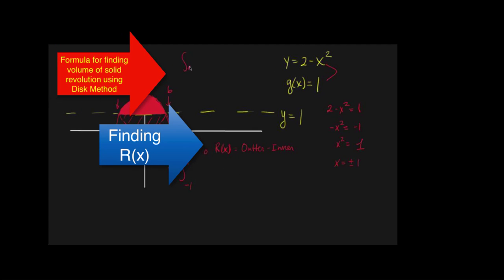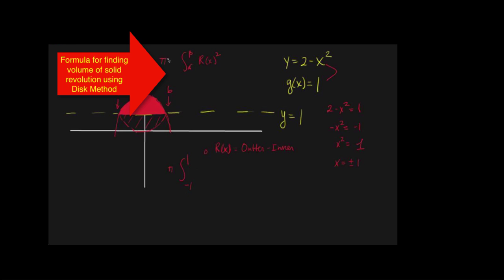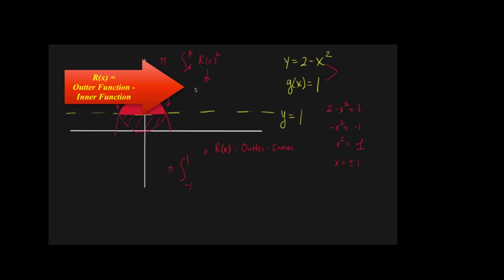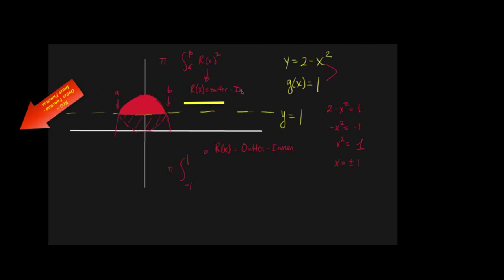The general formula would be the integral from alpha to beta of R(x) quantity squared with a pi in front. And the way we figure out what our R(x) is, we just do outer minus inner. If you remember, on the last problem our inner was 0, so it was just outer, and that's why we would get the same answer. But on this problem, our inner is not 0. What is our inner function?